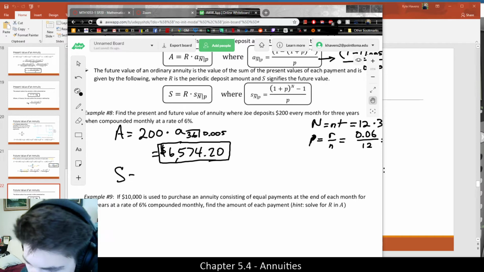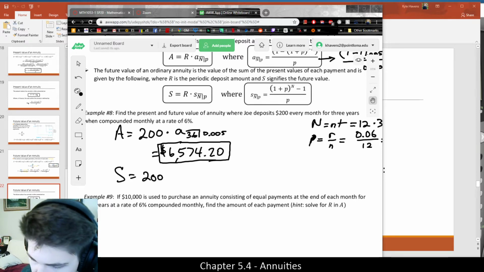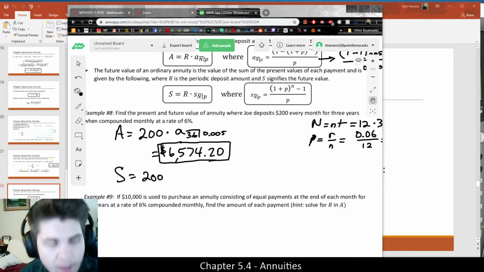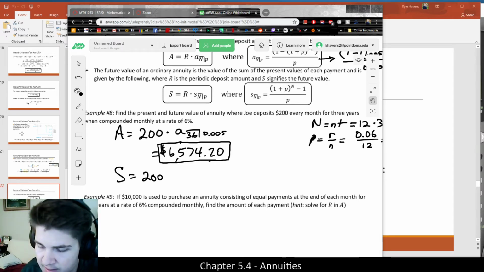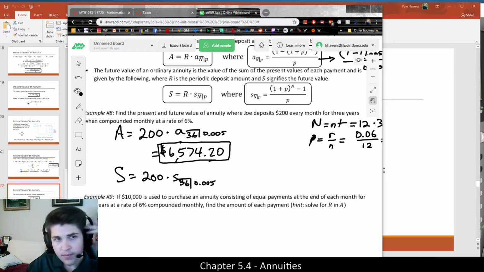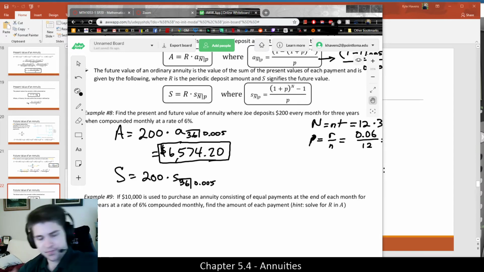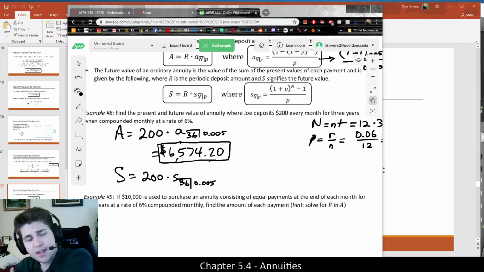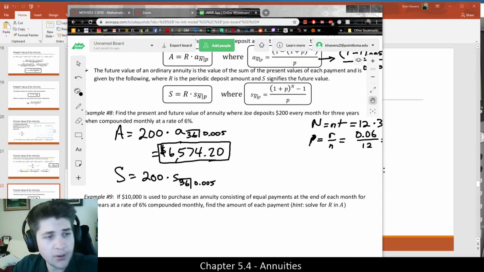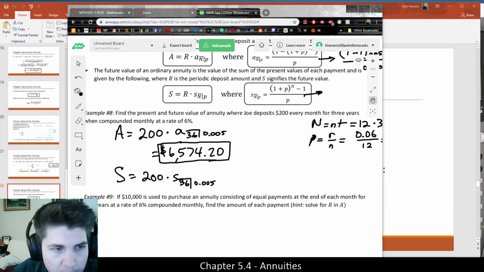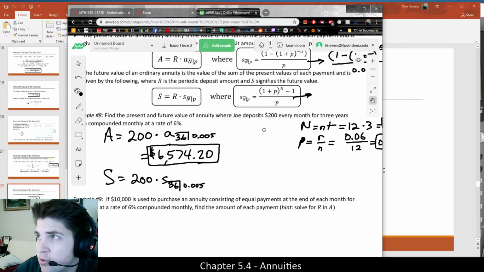which goes something like this. S is equal to R, which again, Joe put in $200 every month, times, instead of little a, it's little s, 36 bar 0.005. And this should give us the future value of that entire annuity, almost like magic. Historically, this may have been looked up in a table, but we can just do the math by plugging in our P and N into our formula.